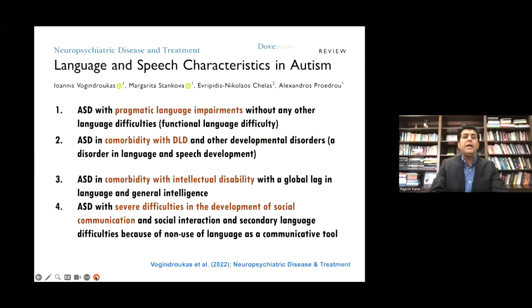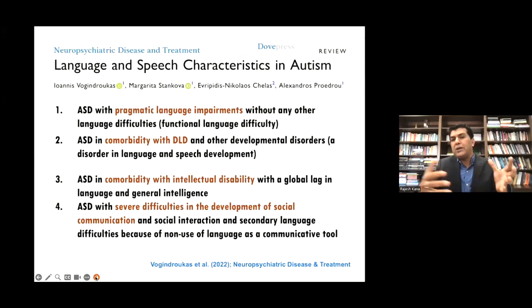We'll see another one. Here you can see a lot of comorbid conditions with language processing. Number 1, autism spectrum disorder with pragmatic language impairments. There's no other language difficulty here, but specifically in pragmatic language, or the social use of language. Number 2, a comorbidity with developmental language delay and other developmental disorders. Number 3 is comorbidity with intellectual disability. And the 4th one is severe difficulties in the development of social communication.